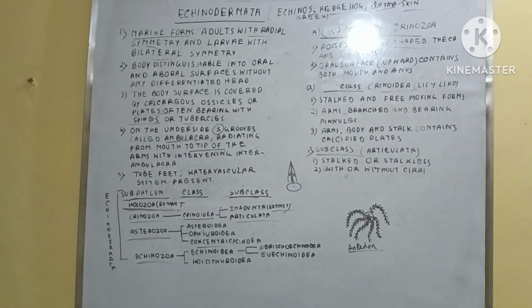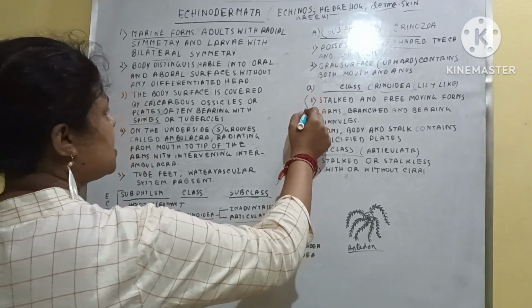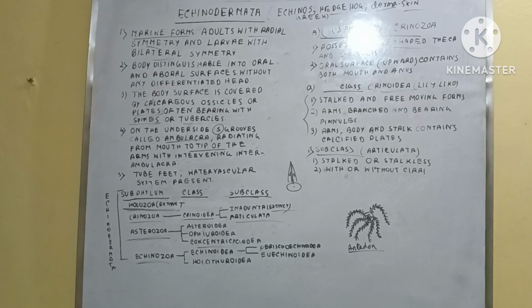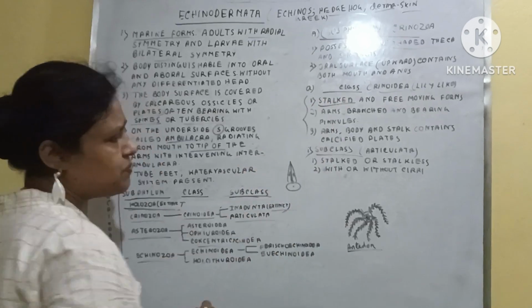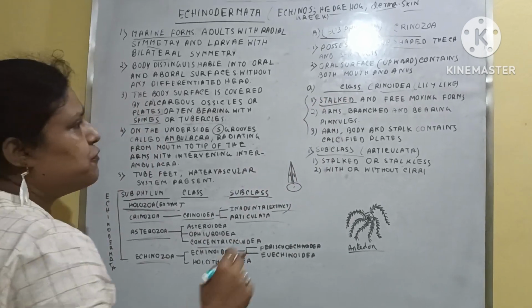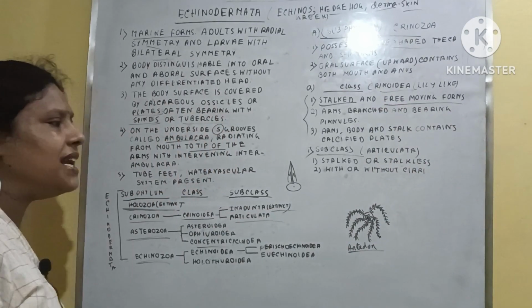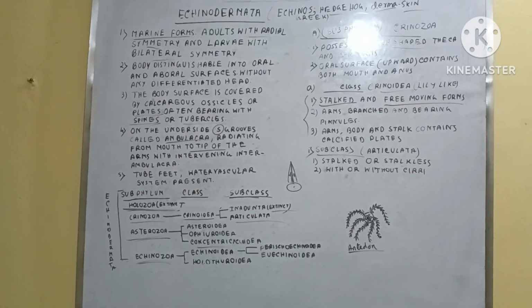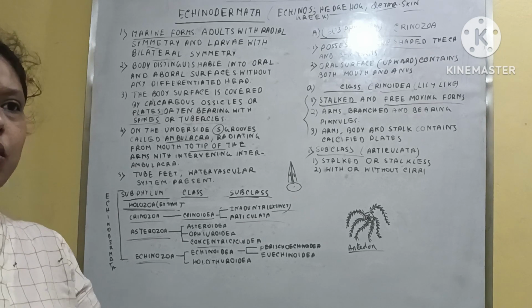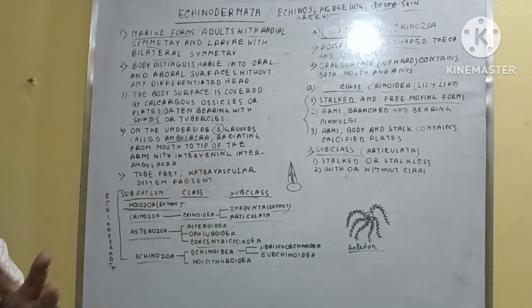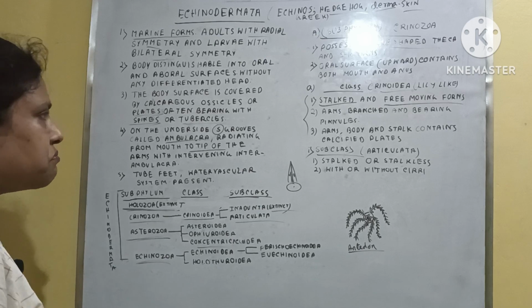Crinoidea means lily-like structure, and the characters of Crinoidea are these. These are stalked and free living forms. These are free living forms or free swimmers, you can say, but a stalk is present. The stalk is the part, you can say, where the oral surface and the branches are totally attached. So this is called the stalk-like structure.